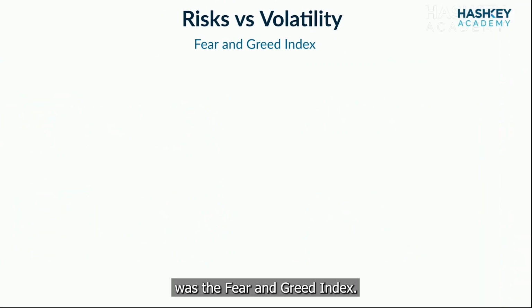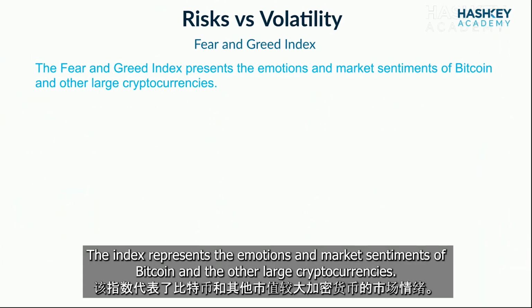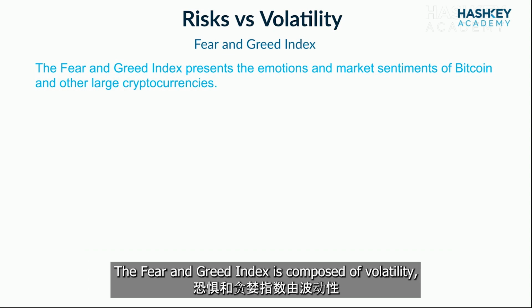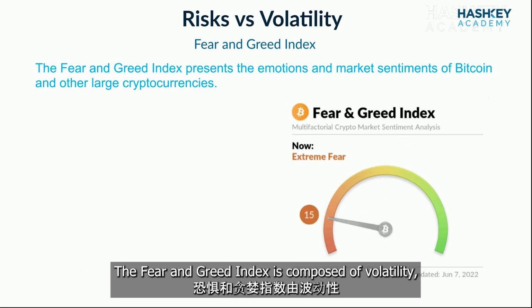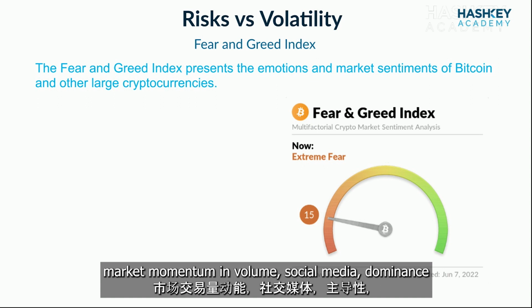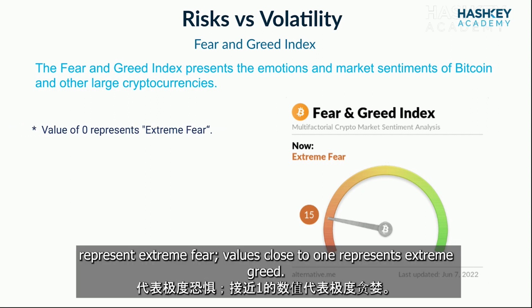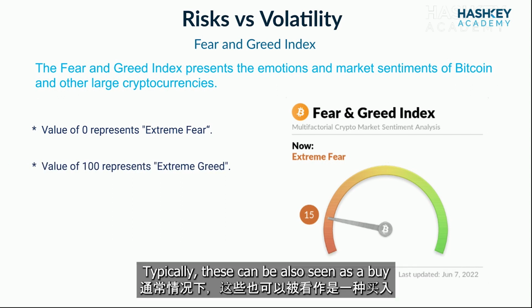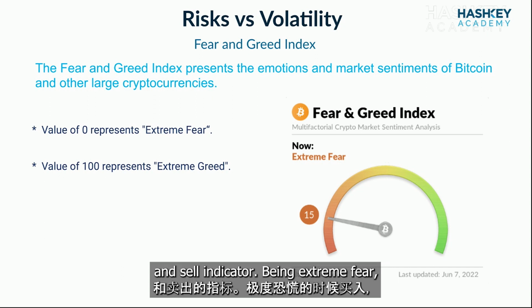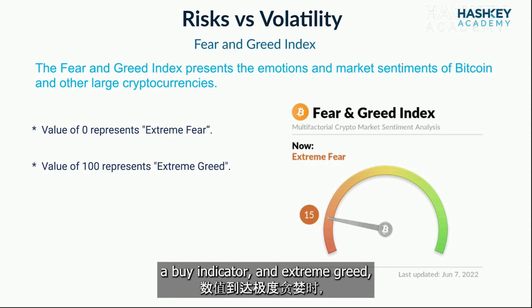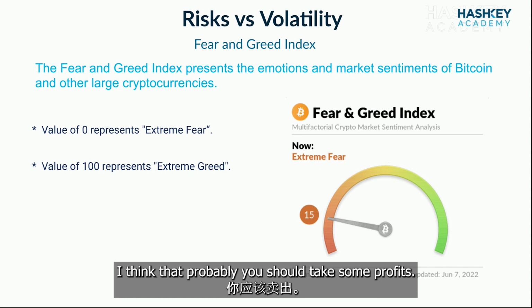What's the Fear and Greed Index? The Fear and Greed Index represents the emotions and market sentiment of Bitcoin and other large cryptocurrencies. It is composed of volatility, market momentum and volume, social media, dominance, and Google Trends. Usually, values closer to 0 represent extreme fear, and values close to 100 represent extreme greed. Typically, this can also be seen as a buy and sell indicator, extreme fear being a buy indicator and extreme greed an indicator that you should probably take some profits.